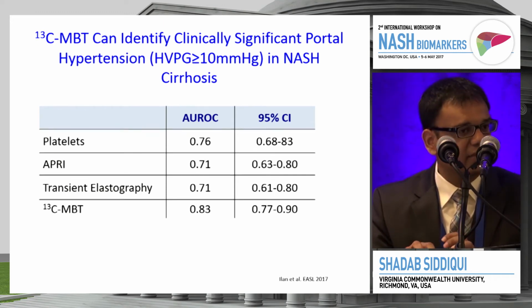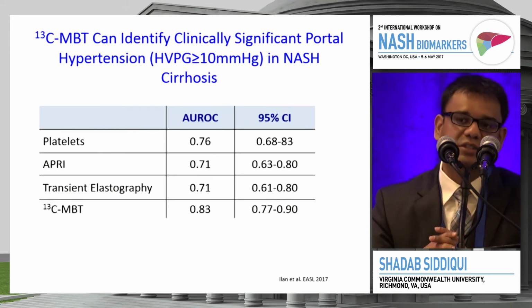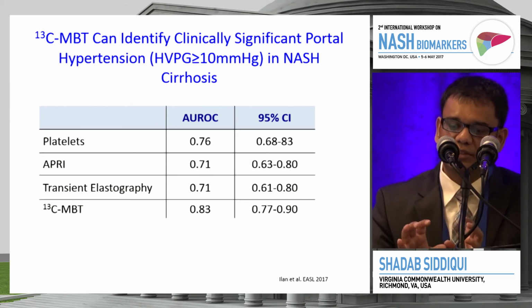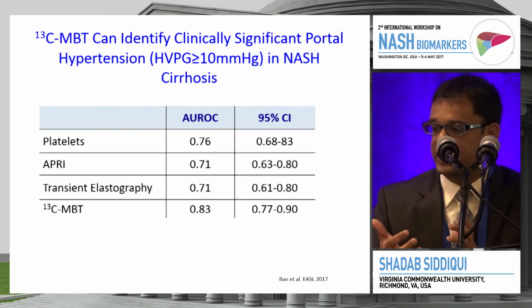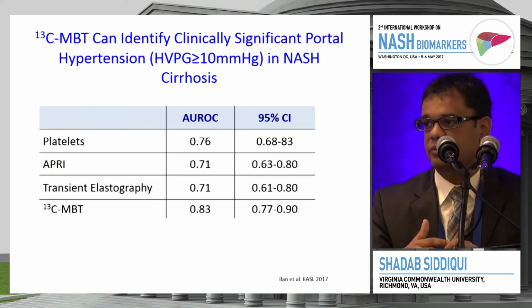So this has a potential use in clinical trials where we are looking at patients. Instead of biopsying every patient suspected of cirrhosis, we can start to stratify patients who may have abnormal MBT. Thus, we're optimizing the likelihood of recruiting patients who have clinically significant portal hypertension.